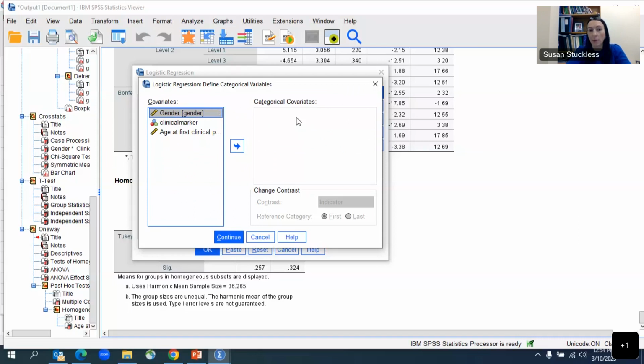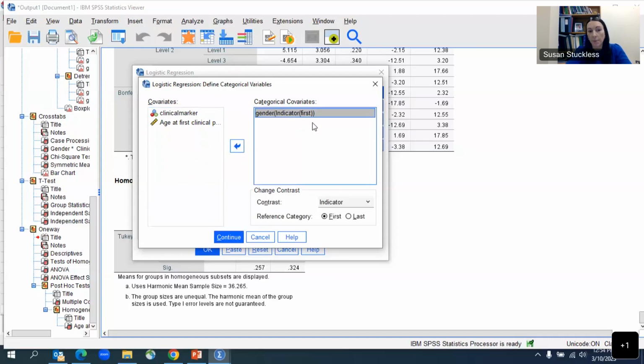So for gender, any categorical variables, you want to bring them over and you want to determine a reference category. So for gender, I want to compare males and females, but it's coded as 1 is male and 2 is female. So in my situation, I wanted the reference to be females, which is 2, the higher of the categories. So I'm going to choose last. And I know that might have been confusing, but I'll try to explain it again.